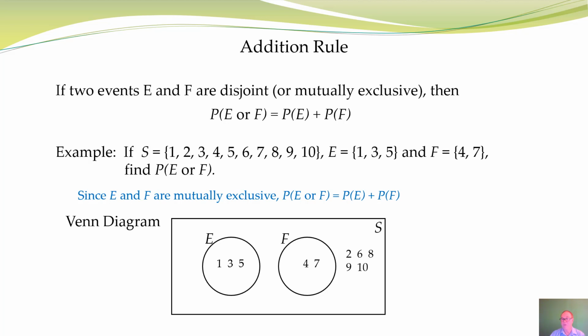Now, probability of E is 3 out of 10 or 0.3. Probability of F is 2 out of 10 or 0.2. So the probability of E or F is going to be the probability of E, 0.3, plus the probability of F, 0.2, which is 0.5.